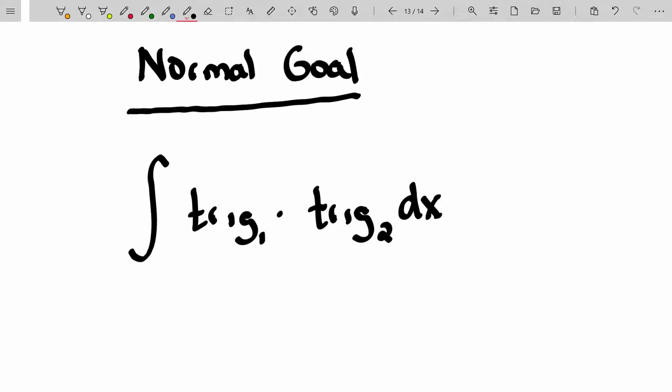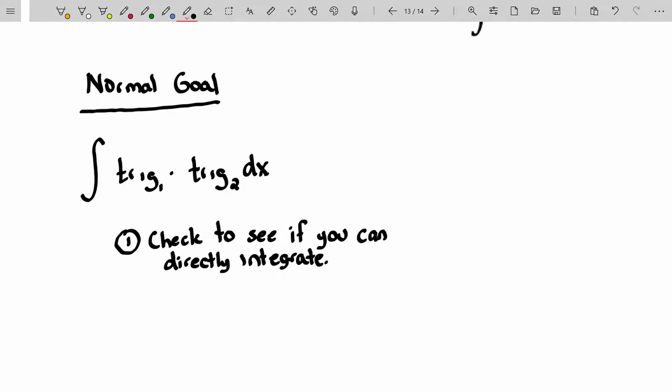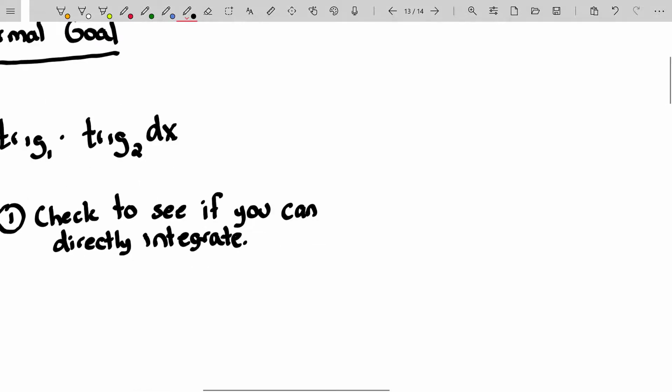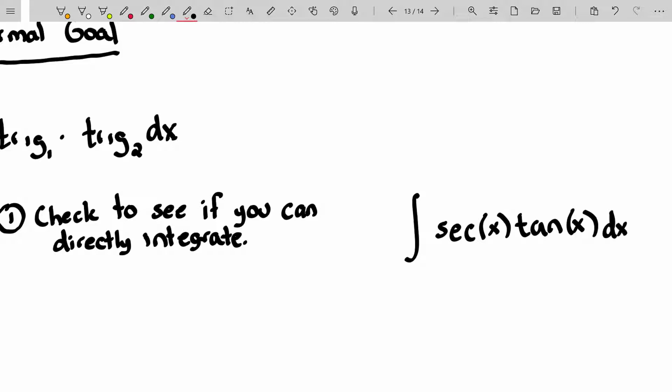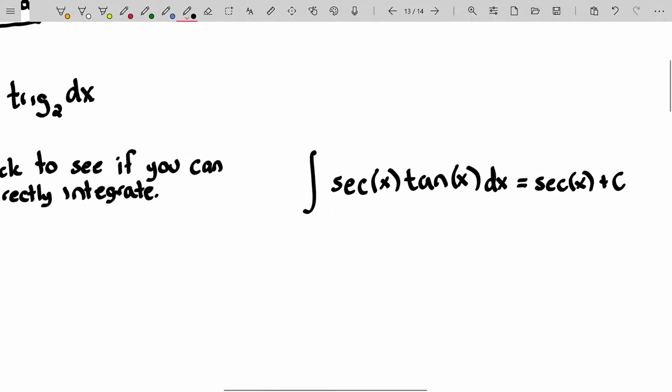In reality, your first priority is to see if you know the antiderivative of this product. This actually ends up happening a lot, and people don't pay attention to that simple step. They just run right through and try to do U substitutions. A perfect example of this is something like the integral of secant of x times tangent of x. A lot of people will start changing things to sines and cosines to see if they can integrate this. The reality is the antiderivative of secant tangent is the secant itself, because the derivative of the secant is the secant tangent.